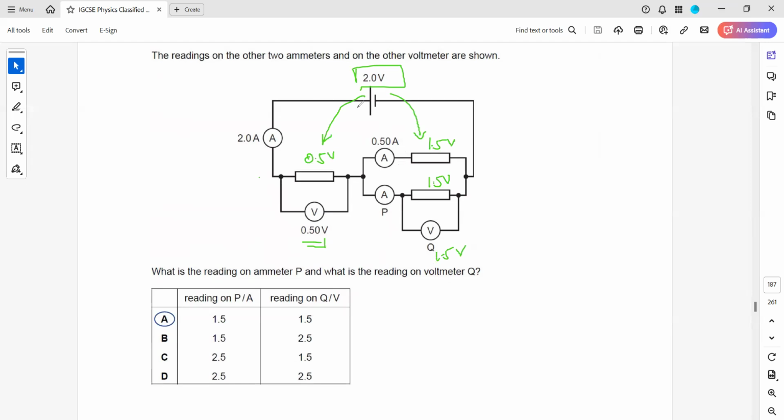But what about the current? 2 amperes of current flow through this one. Then out of 2, if 0.5 is moving from here, how much current will flow from this one, the remaining, which is 1.5. So 1.5 will be the current here and 1.5 is the reading on the voltmeter. That's why A will be the right answer.